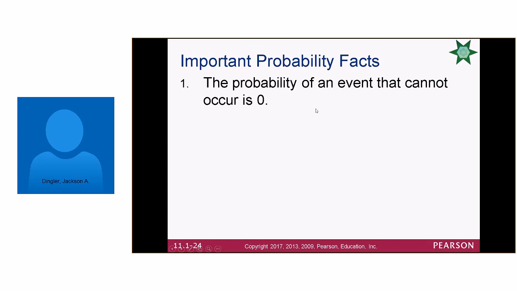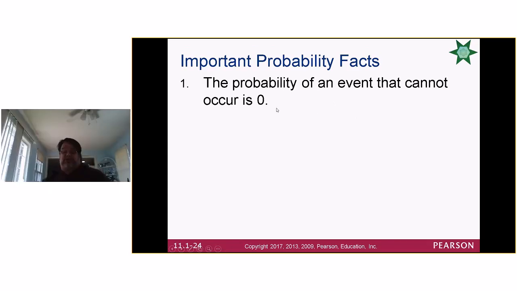Okay, the probability of an event that cannot occur is 0. Now there's a test question on this one. And I'm going to write it down right here. And I'm going to let y'all write this one down. Y'all write what's down on the slide.